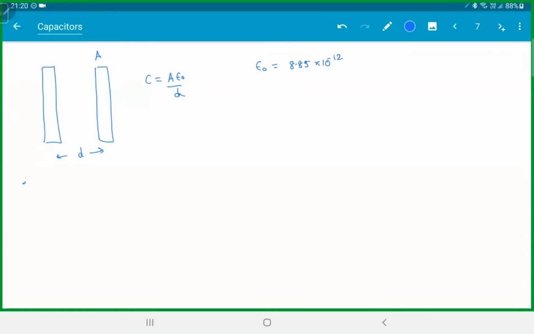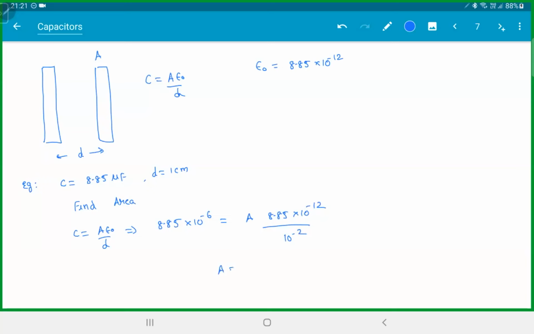For example, they can ask a question like this. Let's say C is 8.85 microfarad. Distance between the plates is 1 centimeter. They'll say find the area. Now, if you substitute in the formula A epsilon by D: 8.85 into 10 power minus 6 equals area times epsilon, 8.85 into 10 power minus 12, by 1 centimeter, which is 10 power minus 2. This turns out to be 10 power 4 meter square. If you see, it is pretty large. 10 power 4 meter square means 100 meter by 100 meter square plate, just to get 8.85 microfarad. So if you want to increase the capacitance, increasing area is a bad idea.